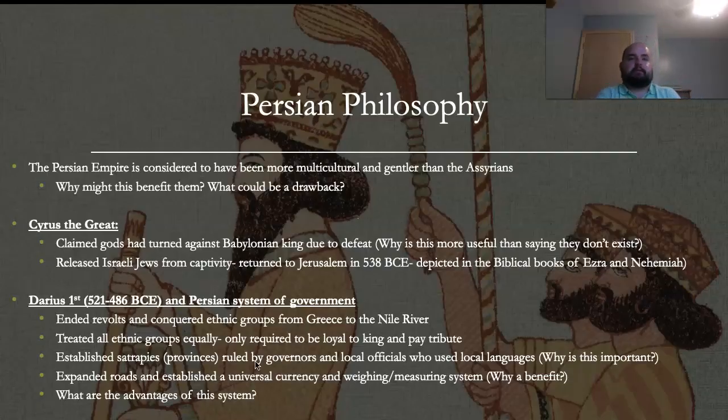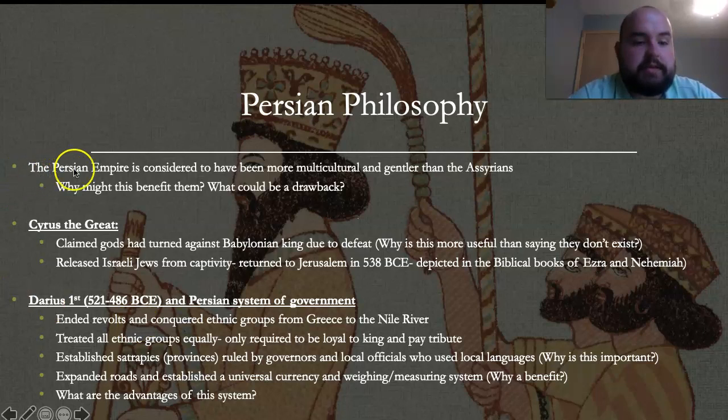Now, one reason I want to focus on the Persians is they had quite a different philosophy than the Assyrians. The Persian army is considered to be much more multicultural and gentler than the Assyrians were. Now, why might that be a particular benefit for this empire?